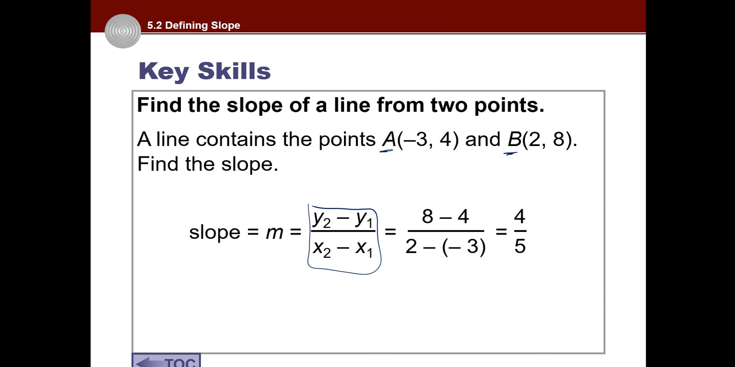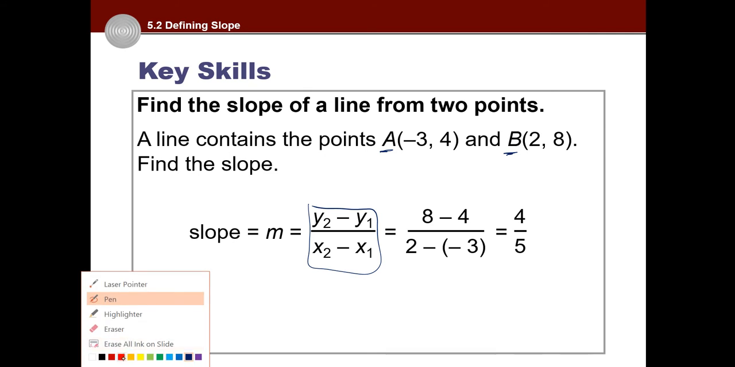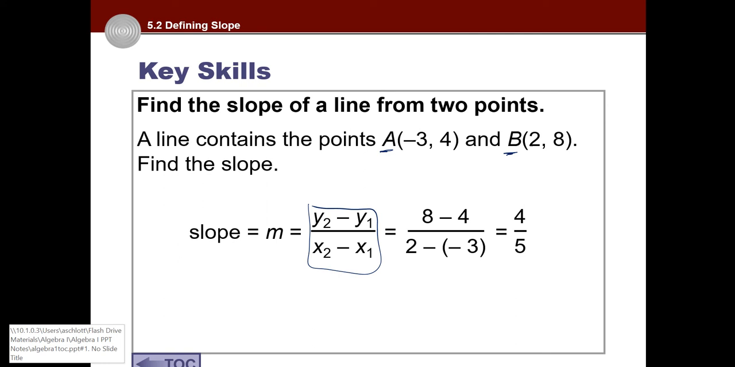I have all the work here, but to show you where that came from, every point, like I said before, has an x and a y. This point has an x and a y. This point has an x and a y. So I'm going to label them that way. This is my first point, so I'm going to put 1s on those. That's my first x and my first y. This is my second point, so I'm putting 2s on these. My second x, my second y. Once I have these things labeled, I'm going to go ahead and put them in the formula.